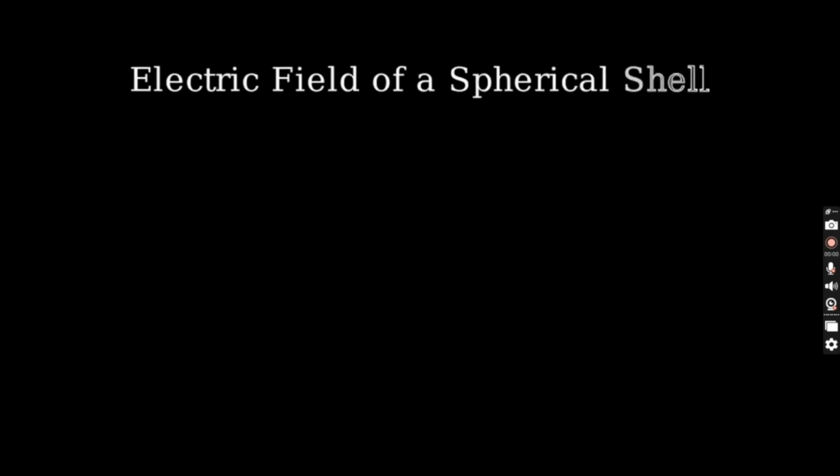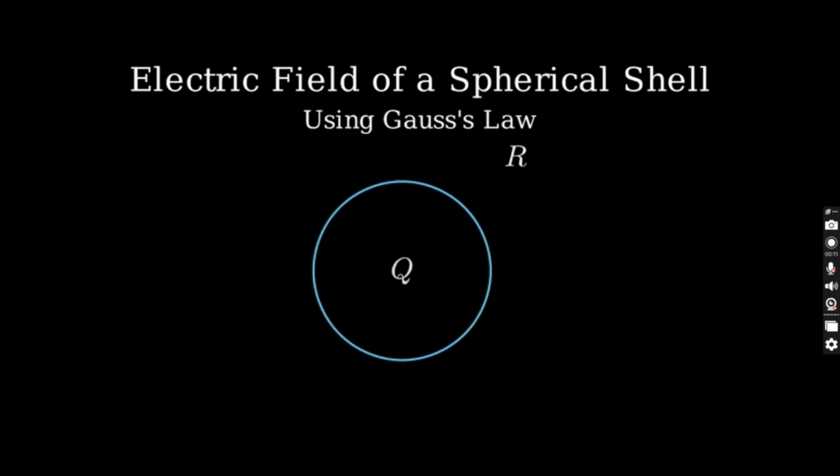Welcome. Today we'll derive the expression for the electric field due to a thin spherical shell using Gauss's law. We'll find the field both outside and on the surface of the shell. Let's start by considering our spherical shell. Here we have a thin spherical shell of radius R with a total charge Q distributed uniformly over its surface. To use Gauss's law, we'll consider a larger Gaussian surface of radius r, where r is greater than R.